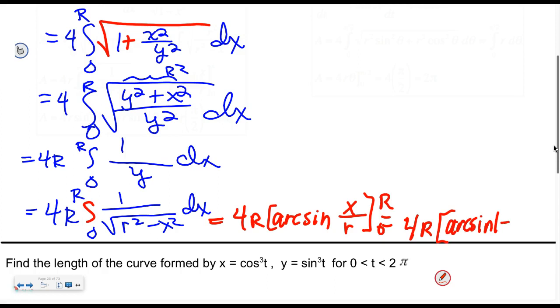And then when you plug the 0 in, you get arcsine 0. All right, days like today are the days where I sometimes get the people who don't pay attention, because it's challenging, and that's kind of sometimes what you guys need.